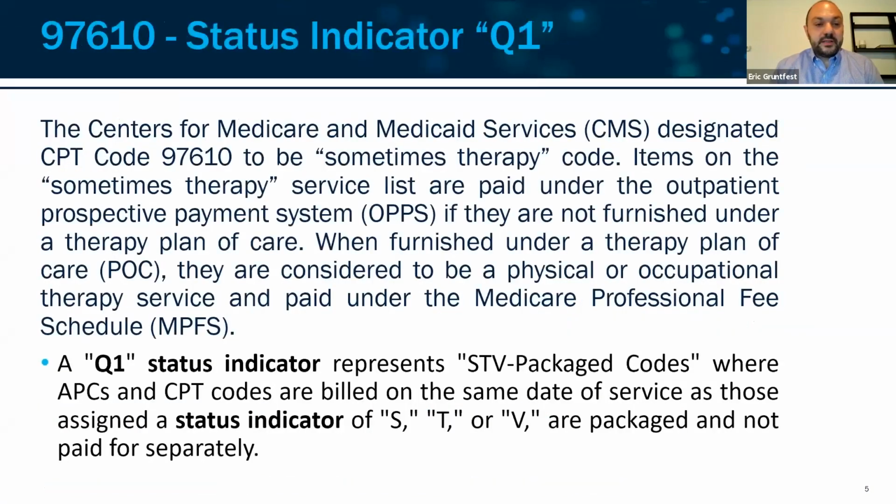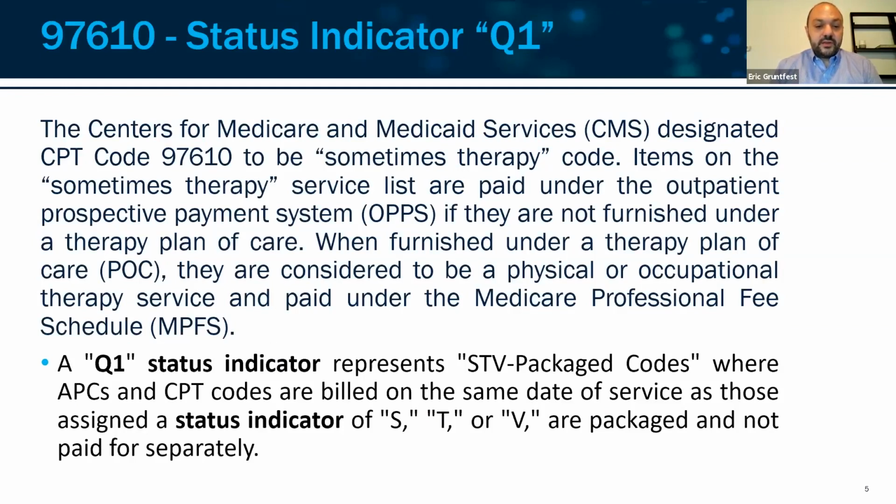That becomes important because of the CMS designated definition, or rather the status indicator for the CPT code, which is Q1. Q1 means sometimes therapy code, and items in this therapy category are paid separately when they are not furnished with any other therapy plan of care. When they are furnished under a therapy plan of care, they are considered to be a physical or occupational therapy service and paid under the MPFS, which is the Medicare Physician Fee Schedule.